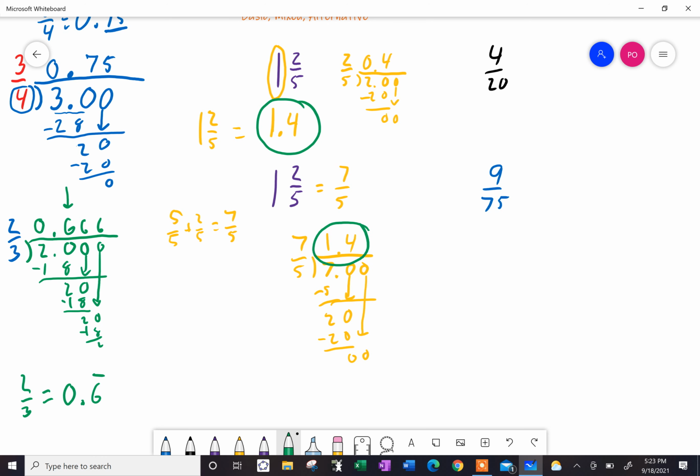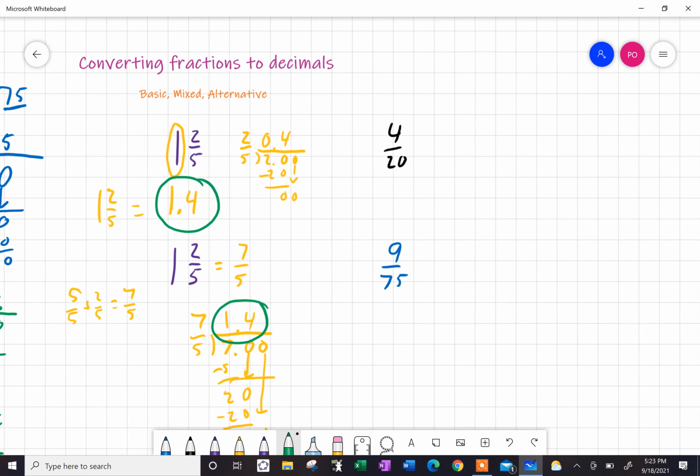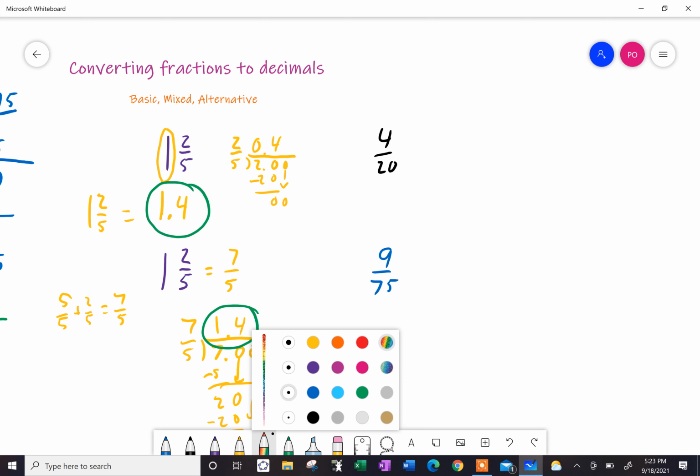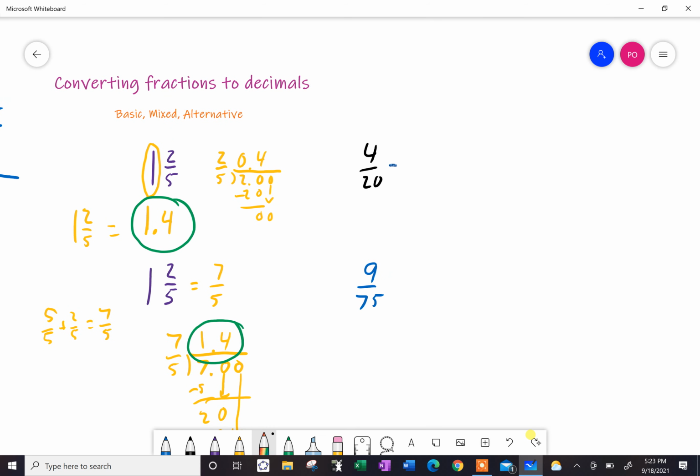Now I want to show you one other way we can do this. Converting fractions to decimals. Well, if you can make the denominator equal to 100, you can very easily figure this out. Check this out. 4 over 20. Well, if I multiply by 5, 20 times 5 is 100. So if I do it to the denominator, I'm going to have to do it to the numerator. 4 times 5 is 20. So I get 20 out of 100.